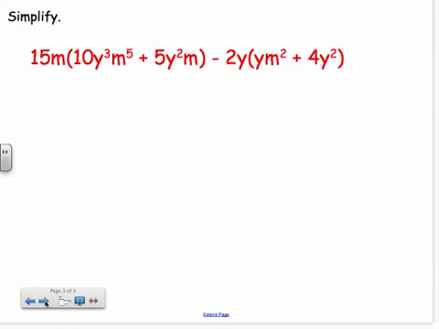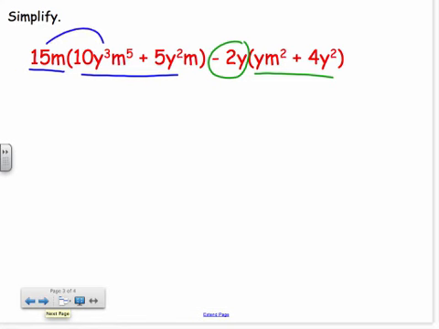Oh, that's a big one. All right, so you just got to break it down step by step. If I look, I have 15m, a monomial, times this polynomial. And then over on the other side, I have another monomial, negative 2y, times that binomial. So you just got to do each one separately. I'm going to deal with that 15m first.